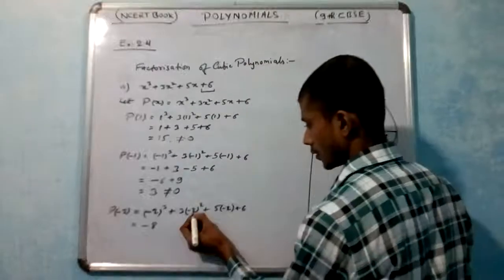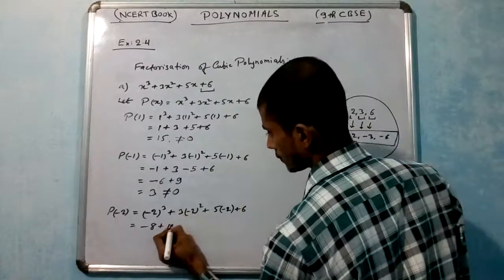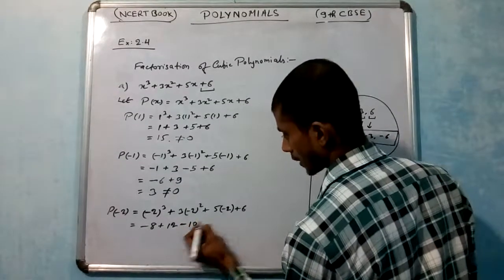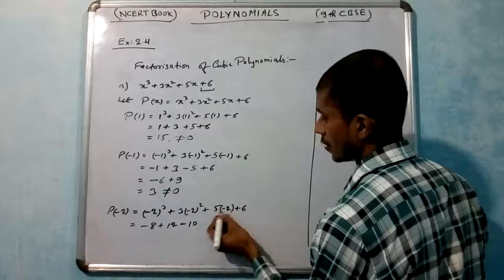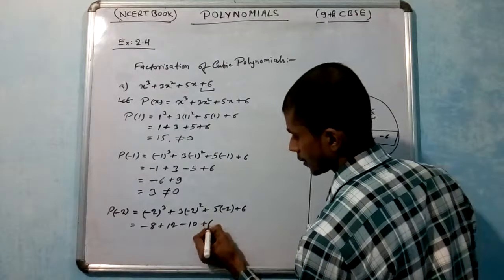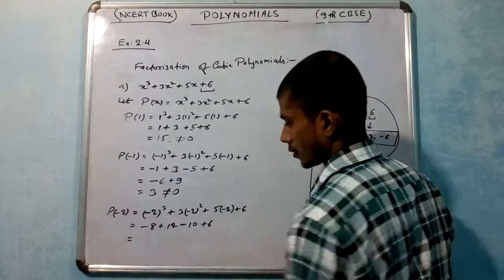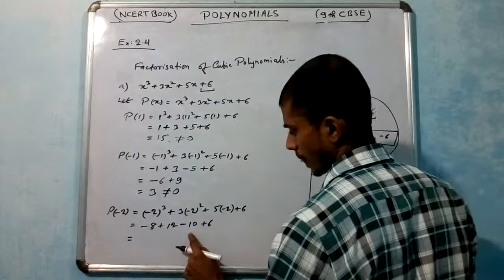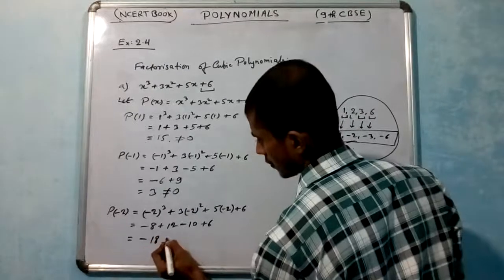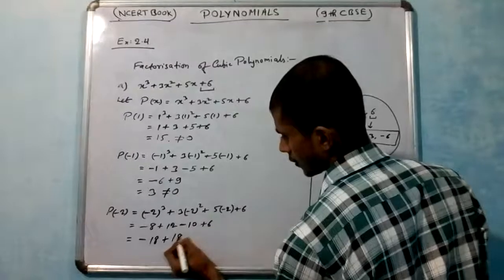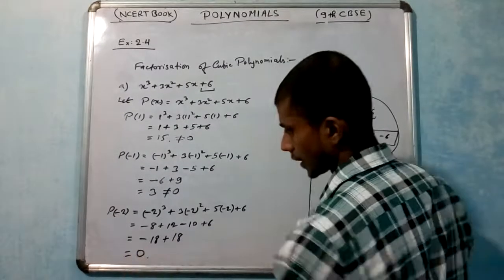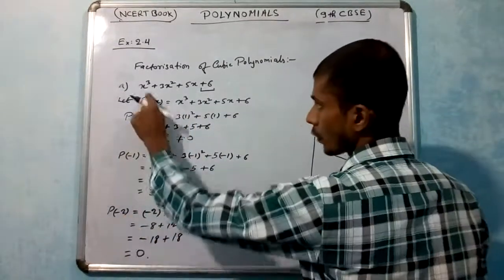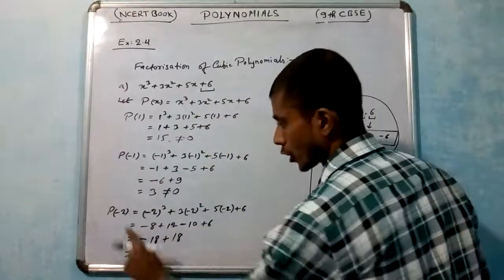Minus 8. Then 2 to the 4 is 16 plus... 4 into 3 is 12. Then minus 10. Minus 10 plus 6. 12 plus 6, 18... that is equal to 0. So we are getting one of the zeros. Minus 2 is one of the zeros of this polynomial. So we got one of the zeros.